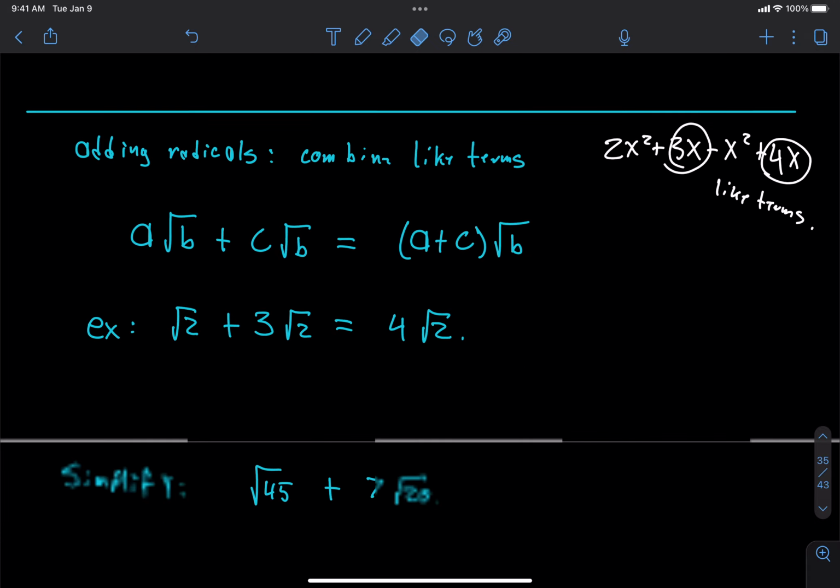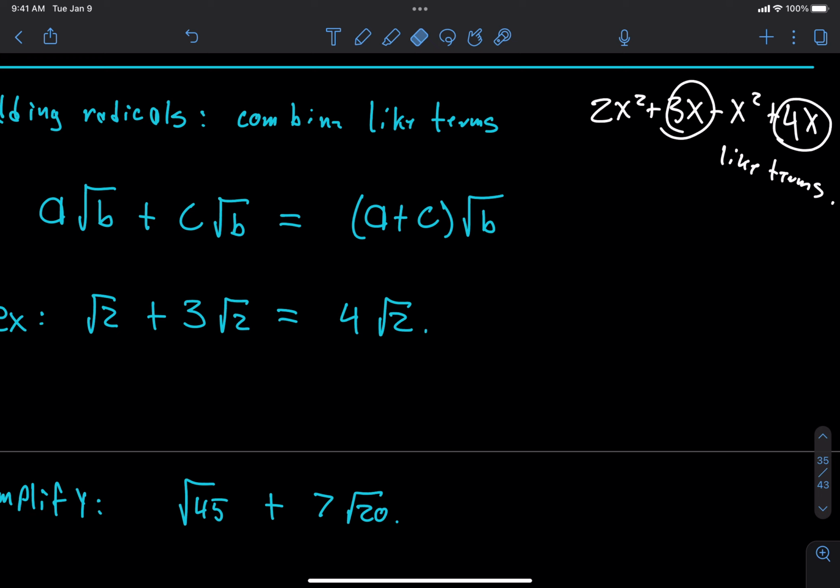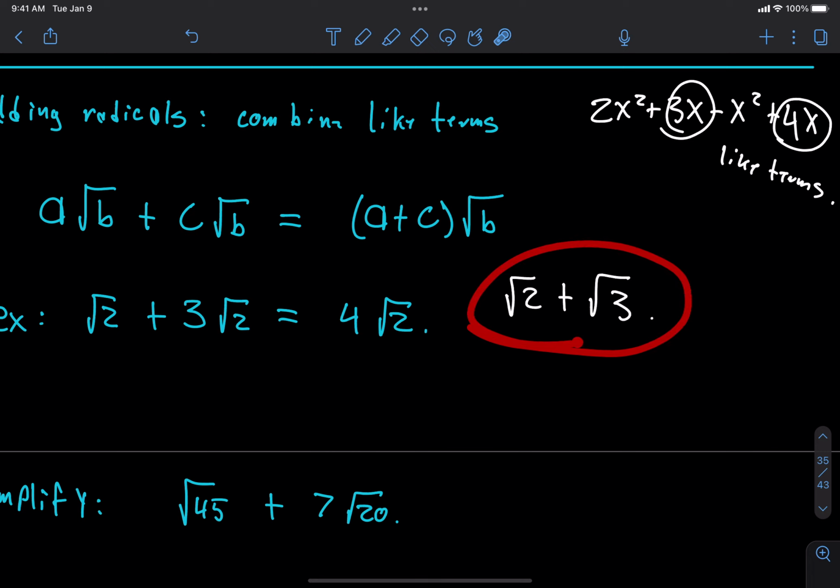So one thing that we can't do is add something like the square root of 2 plus the square root of 3, right? These are not like terms. So I can't combine them. Why are they not like terms? They are not like terms because they need to have the same number under the radicand.